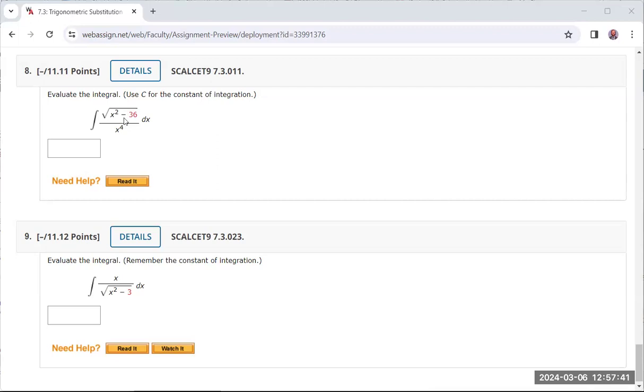Letting x be 6 secant theta, the dx here is going to be 6 secant theta tan theta, because the derivative of secant is secant tangent. And so there's going to be a lot of trig functions going on, but once we put all the trig functions in there, the resulting integral should be no more complicated than anything we saw in last section's exercises.